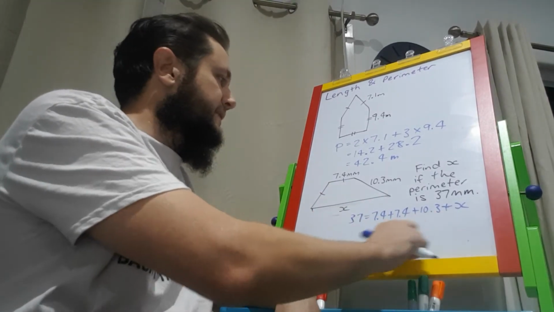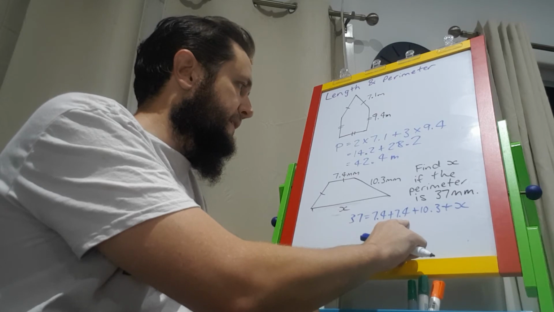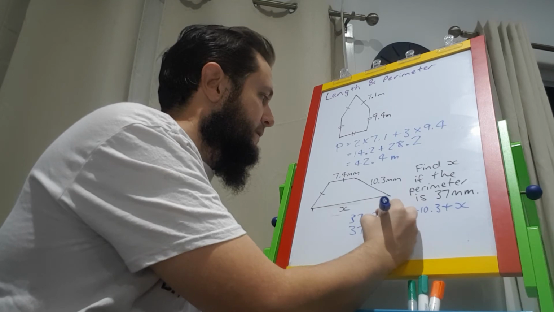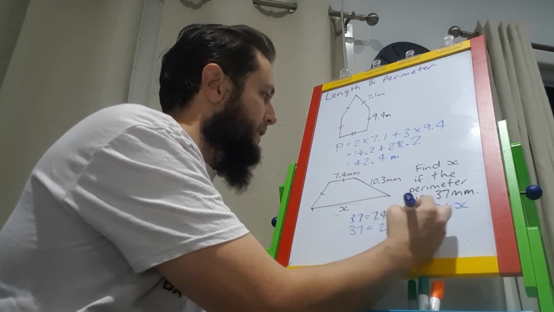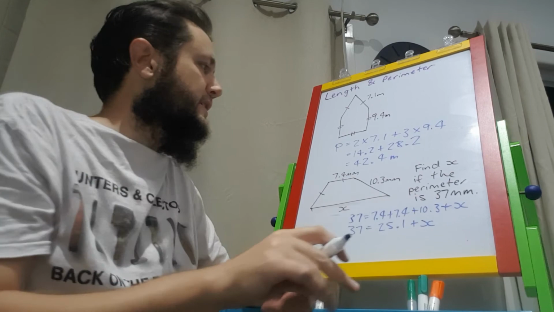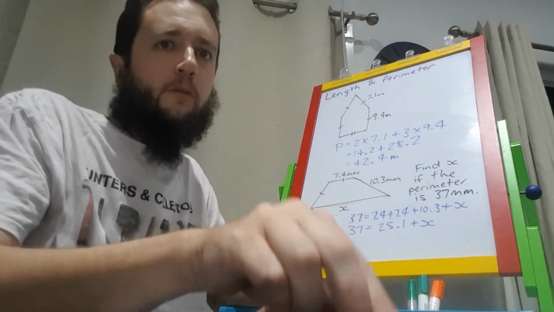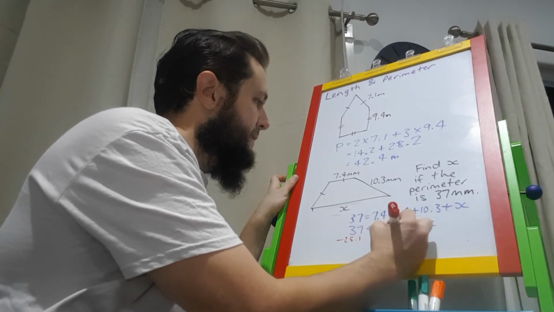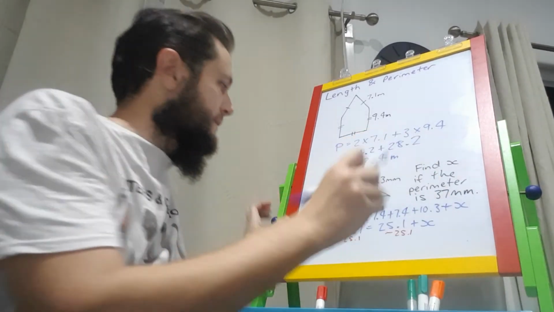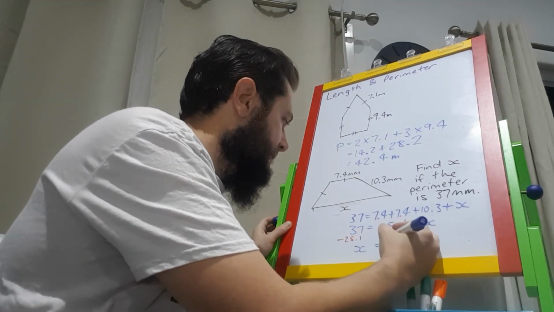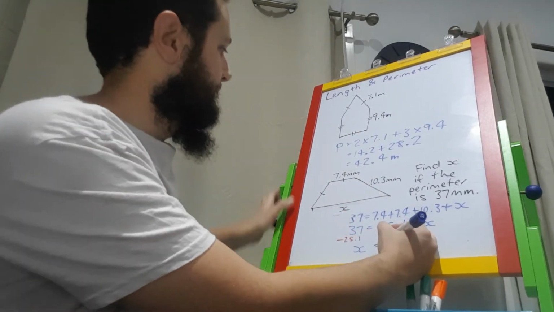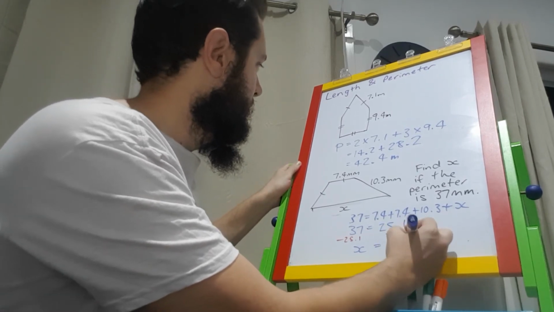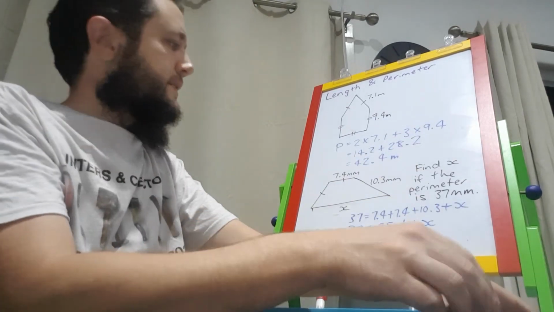You can combine all these things together. What's that? 14.8. So 14.8 plus 10.3 is 25.1, plus x. So just added them together. Now to get x by itself, I'd subtract 25.1 from both sides. Remember, the opposite of adding is subtracting. So that gives us x is, oh man, 11.9, and remember our units.